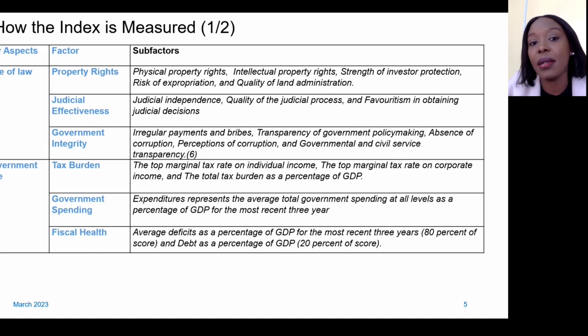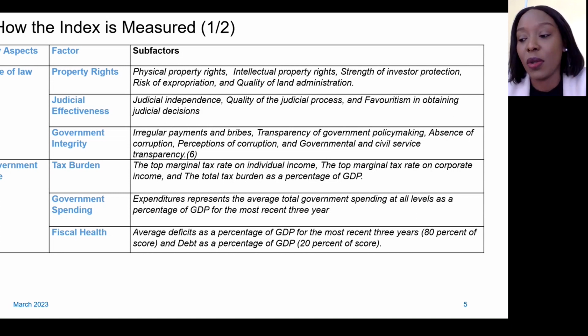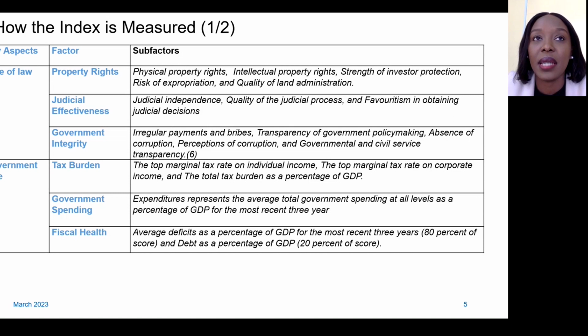So again, if you've attended our previous webinars, please bear with us, because this is a repetition or re-explanation of what we've talked about before. In terms of how the index is measured, remember I started by saying that it evaluates countries' performance across 12 different economic freedoms that are categorized into 4 areas. The 4 areas are the rule of law, the size of government, regulatory efficiency, and open markets.